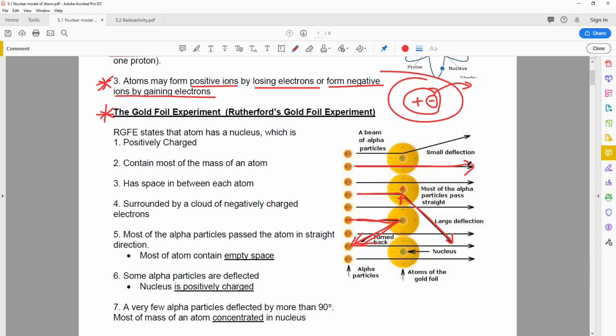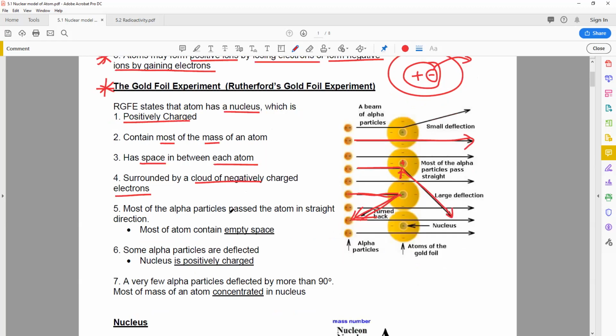So these are always the key things that you should look out for. Rutherford's gold foil experiment states that atoms have a nucleus which is positively charged, contains most of the mass of the atom, and has space in between each and every one of these atoms here, right? Surrounded by obviously clouds of negatively charged electrons.